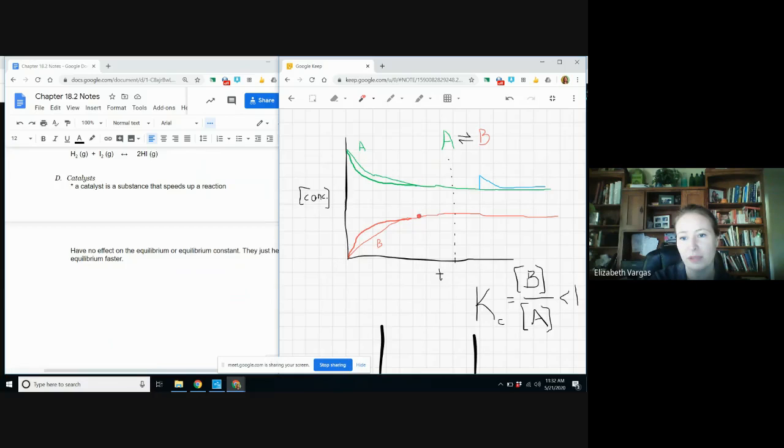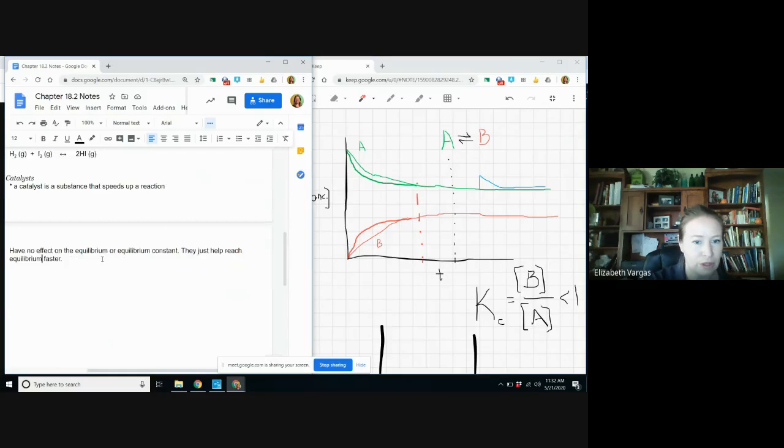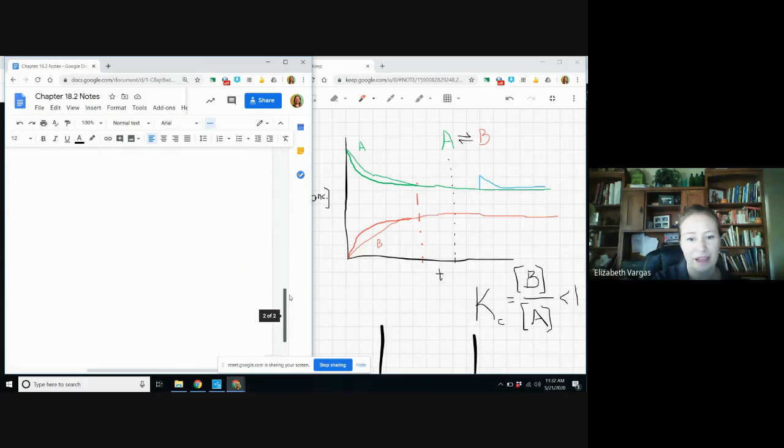So it reaches equilibrium a little sooner, like right here-ish. So it'd reach equilibrium, but then the equilibrium is not affected. So if I add a catalyst over here, it does nothing. Once it's at equilibrium, it's going to speed up the forward and the reverse reaction rate, and nothing happens. Okay, they just help reach equilibrium faster. They have no effect on the equilibrium itself, or the constant. K stays the same. And that, I believe, is it for the chapter.